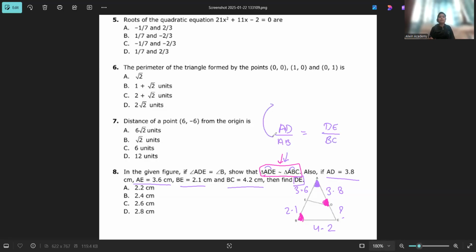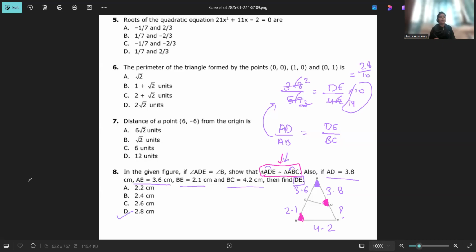Now I put in the values into this equation. We have 3.8 by, now AB is not given, but AE and EB combined to give AB, 3.6 plus 2.1, that is 5.7, is equals to DE we have to find, and BC is given 4.2. Now removing the decimals, this is 19 twos are, this is 19 threes are. And if I even remove the decimal here, it becomes 10. 3 ones are and 3 14s are. When I transpose this 10 and 14 to the other side, DE becomes 28 by 10 or 2.8 centimeters, option number D.